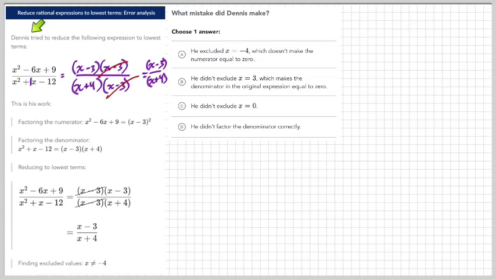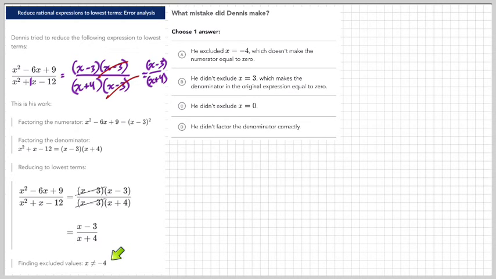Now let's check out Dennis. Is it Dennis or Denise? I don't know. Dennis, okay. This is his work, factoring the numerator. Okay, that's good. Factoring the denominator. Hey, that's what we got. We got the same stuff. Good job. Okay, so they wrote this out. It looks like they canceled out the x minus 3. And then they wrote this: excluded values, x does not equal negative 4.